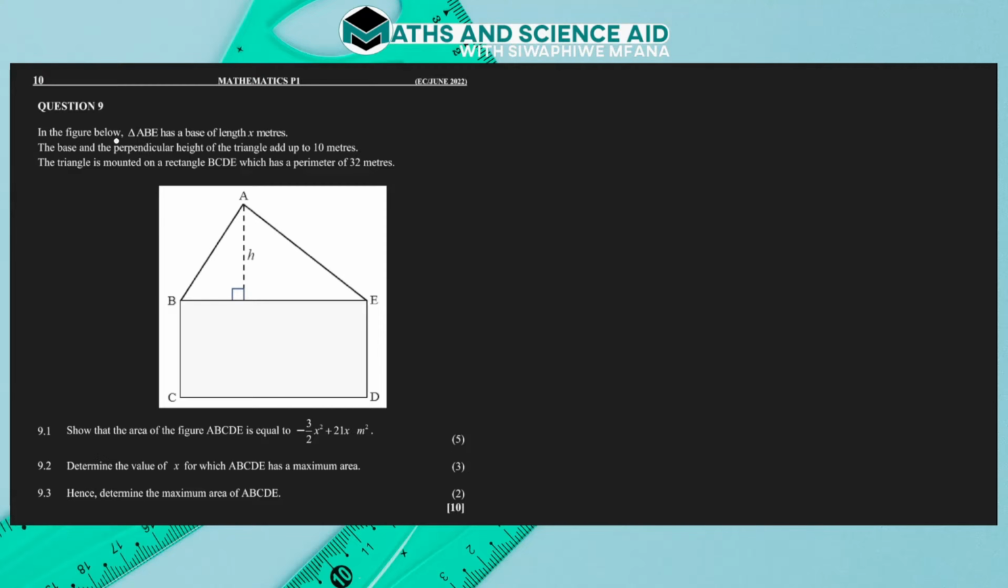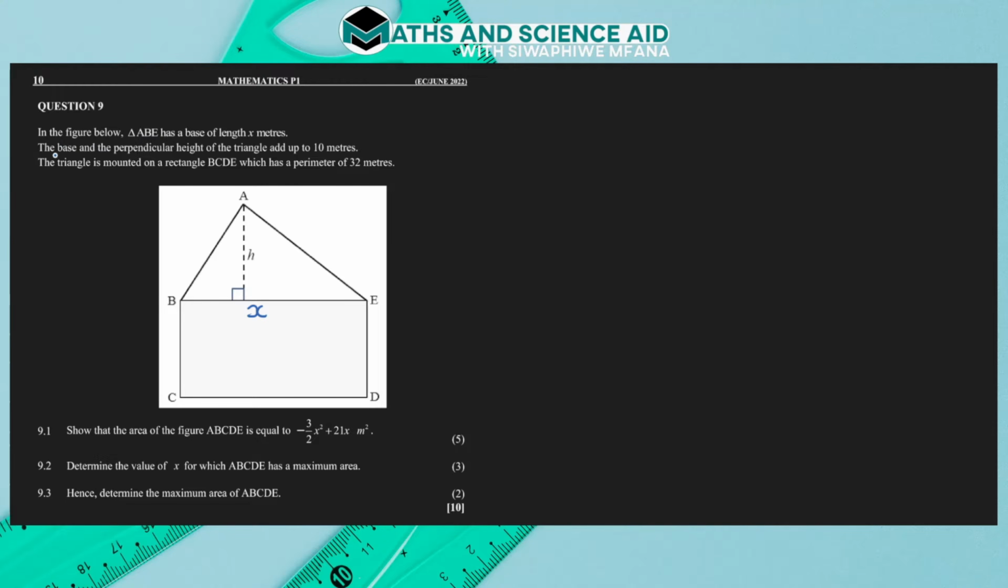In the figure below, triangle ABE has a base of x meters. Okay, so I think this is worth noting. So here is triangle ABE and our base is clearly BE because we can see the perpendicular height. So this perpendicular base is x meters. That's what the statement is telling us.